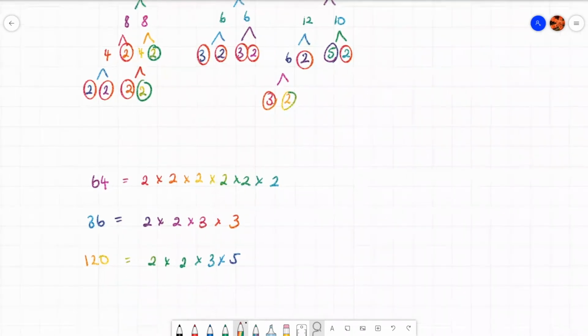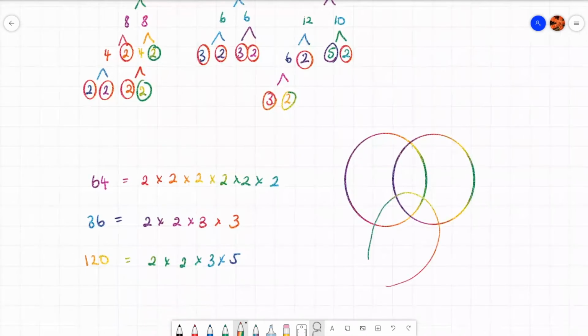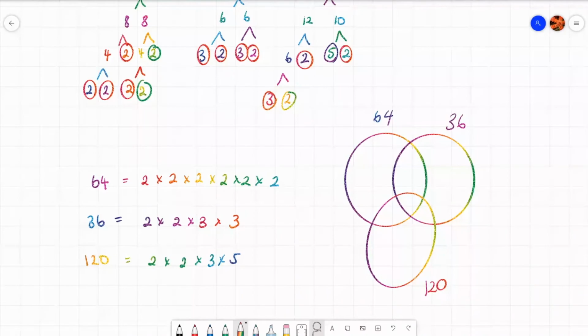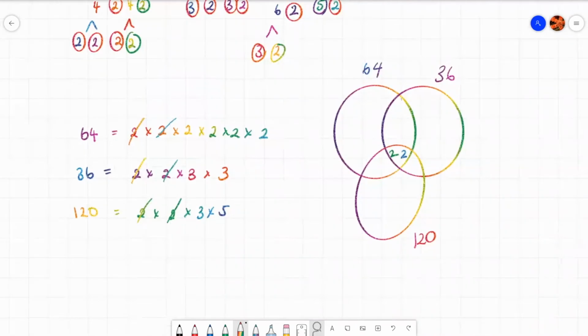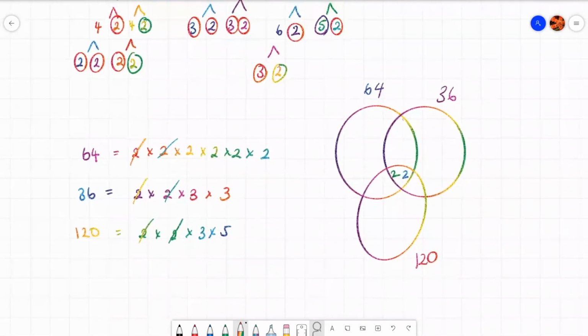Okay, yes, we have. So 3 circles, 1, 2, 3. So I've got 64 there, doesn't matter which order, 36 and 120. So here is all the numbers that are the same in all of them. Well, I can see that they've got number 2. Anything else? Oh, another 2. Anything else? No, these two have a 3, but that doesn't have a 3. So 64 and 120.